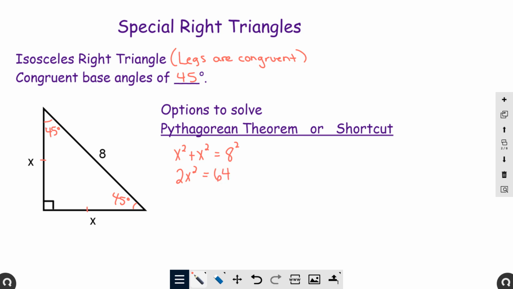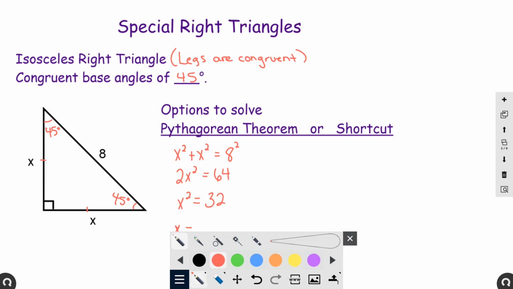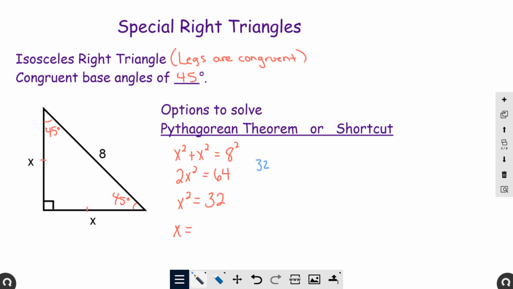And then we would divide by 2, so x squared equals, and then we would need to square root, and we can't square root that number, so we have to make a factor tree. Now, if you're really tired of making factor trees, the shortcut will allow you to not make it. So what multiplies to be 32?